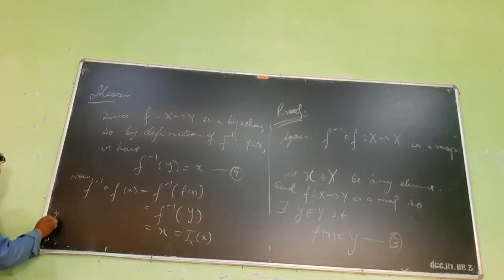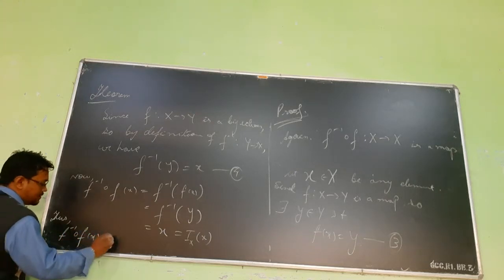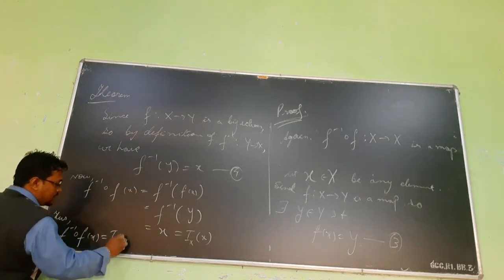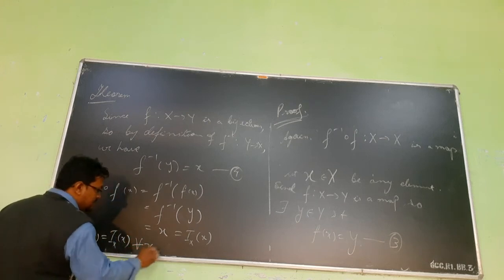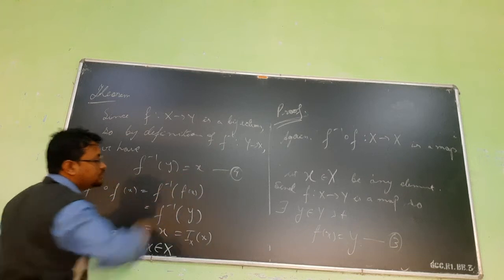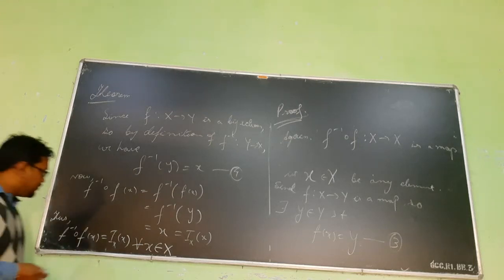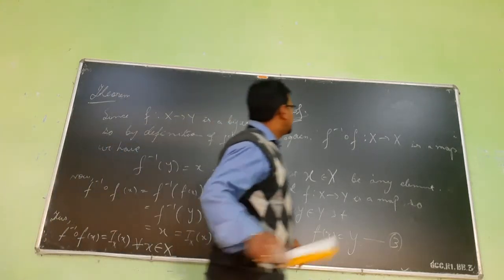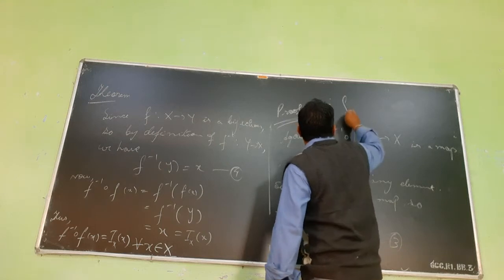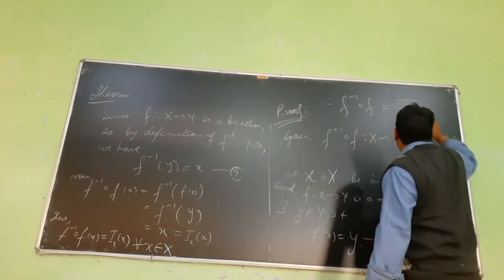Okay. So thus we have got that (f inverse of f)(x) is the same as the identity of x for every x inside capital X. Okay, we can write this because we have taken x to be an arbitrary element. X is any element of capital X. Okay, so therefore f inverse of f is the same as the identity map on X.